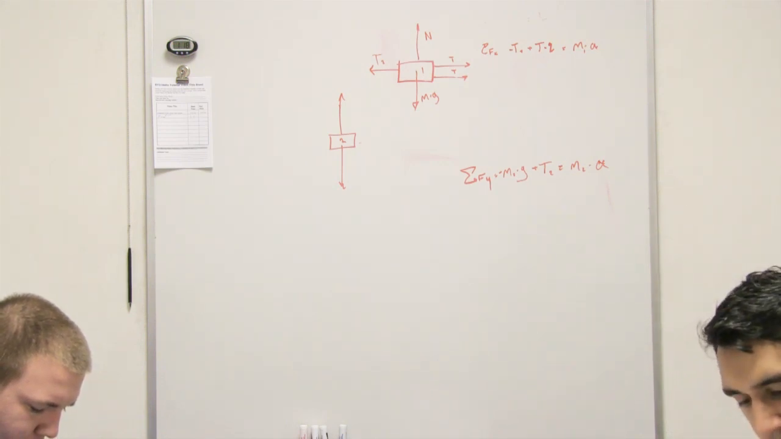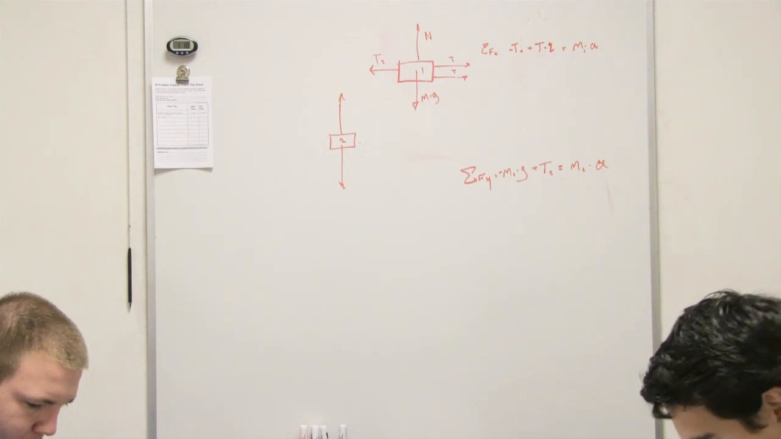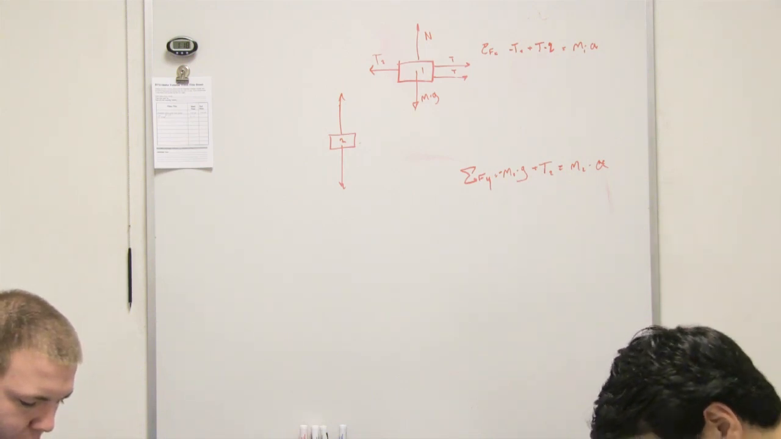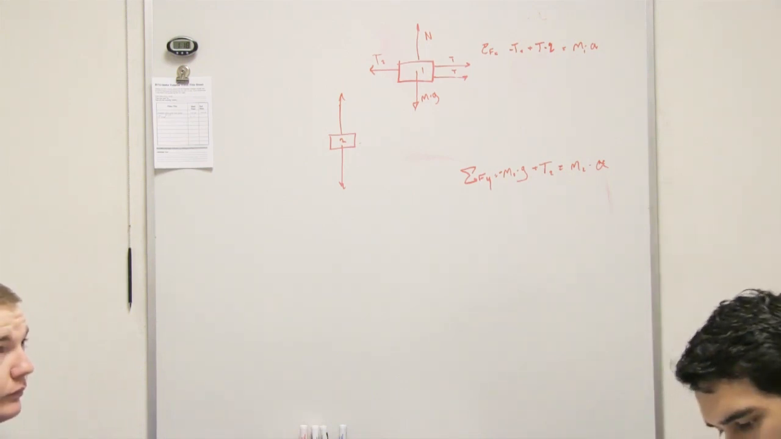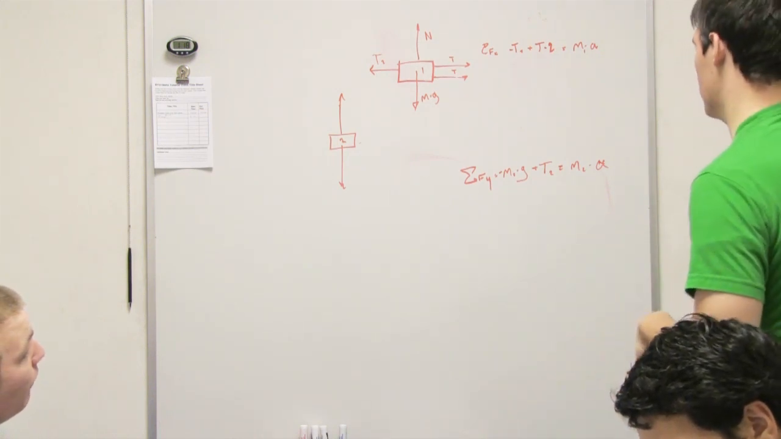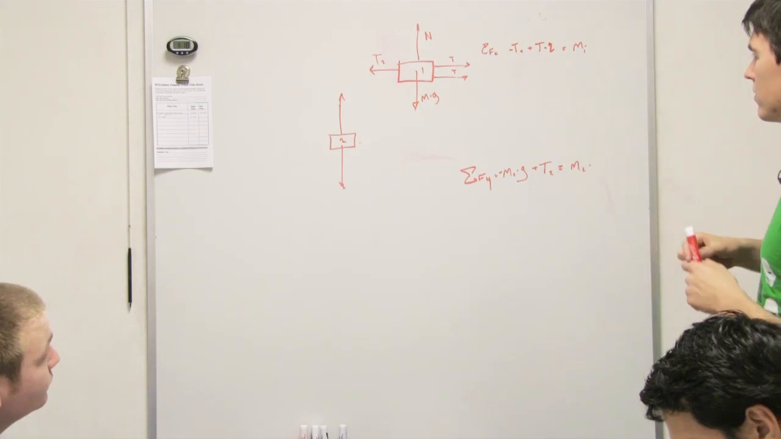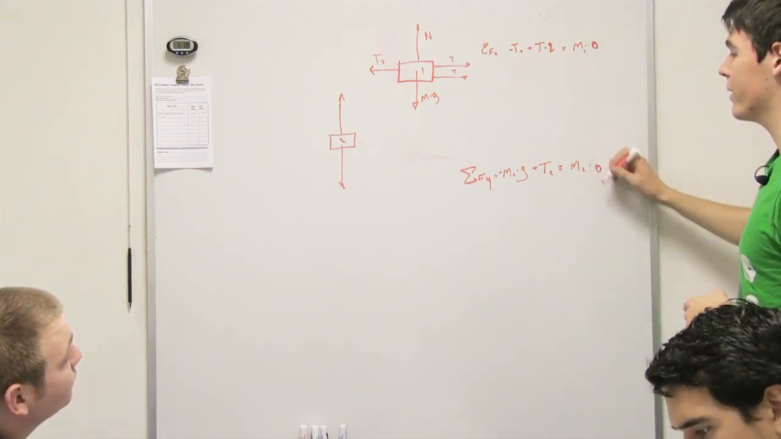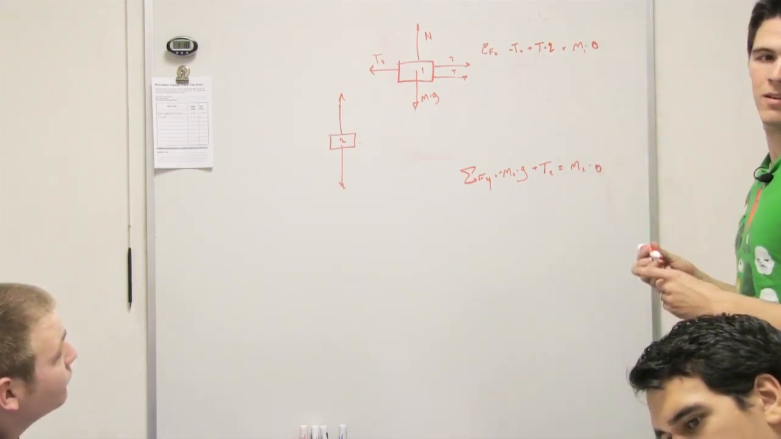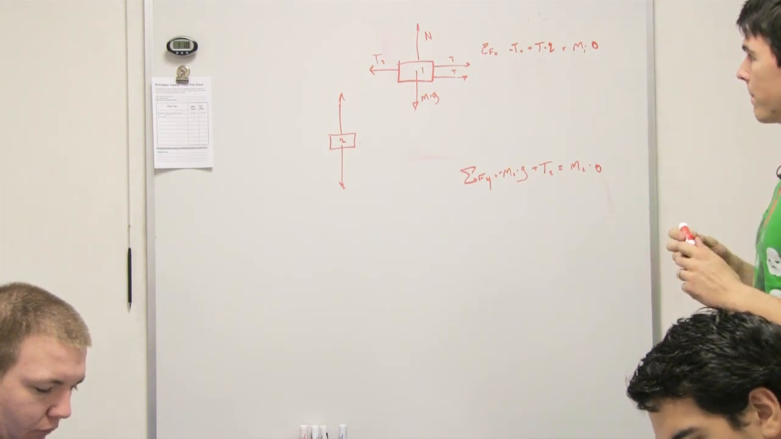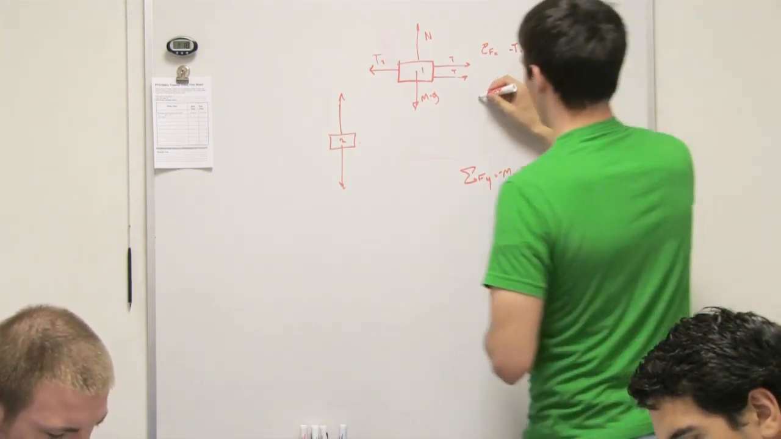We're not accelerating. It wants to stay still, basically. So I have an equilibrium. That's 0. That means we can solve for tension. So cool.